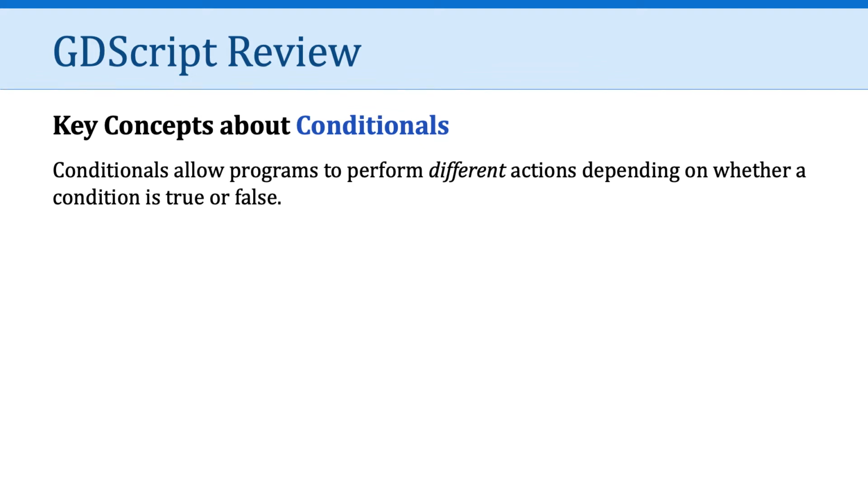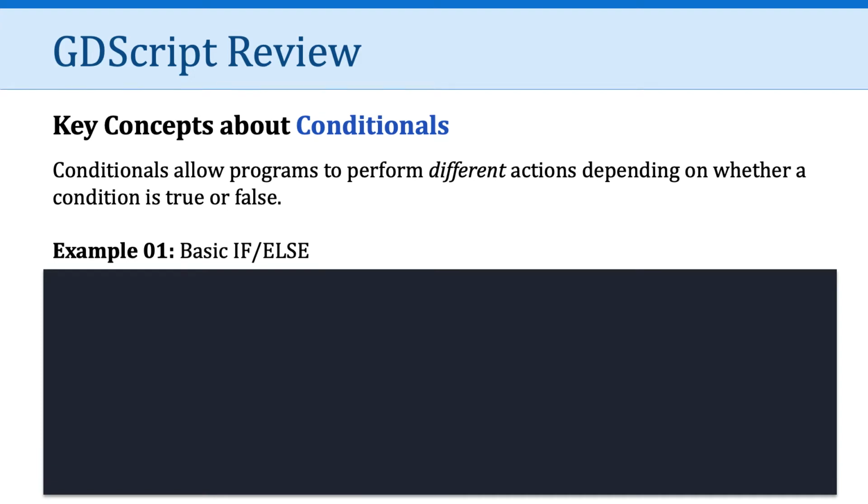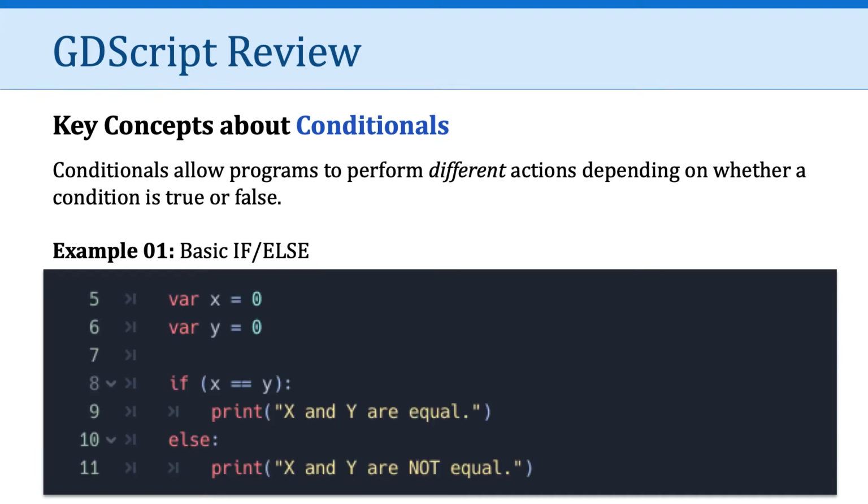Now, another important concept that we've started learning about is known as conditionals. Conditionals allow programs to perform different actions depending on whether a condition is true or false. So let's take a look at some examples. Now, the basic example is a simple if-else statement. So here's a little snippet of code. If you look at line 8, we say if x is equal to y, then do something. If that is not true, then we want you to do something else. And you can see we have two print statements there in line 9 and line 11.